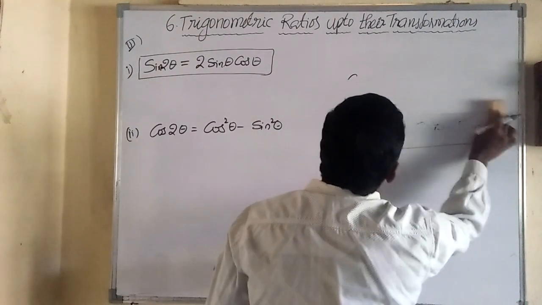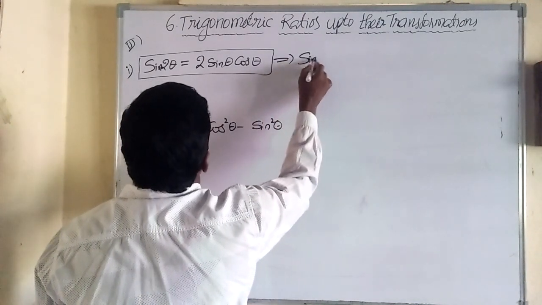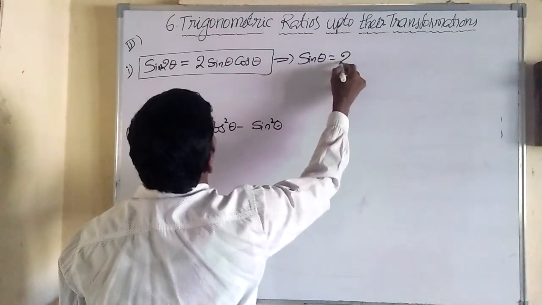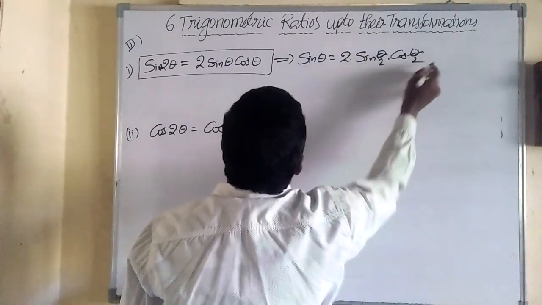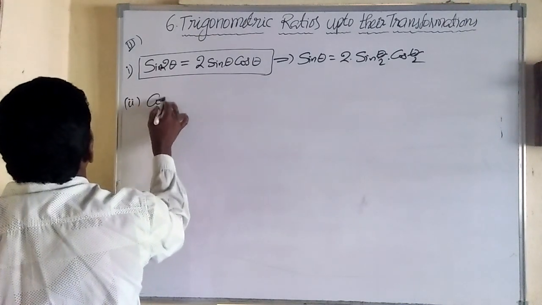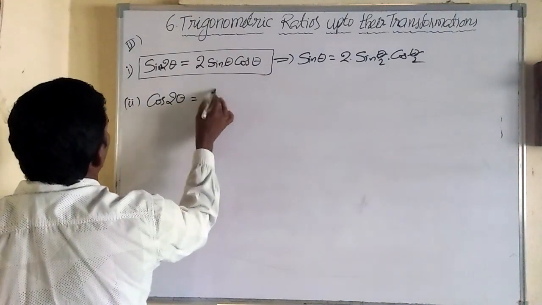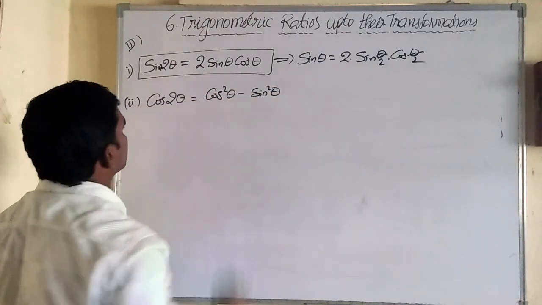Okay. There is no need to write this, that is just rough work. So from using that formula, sin theta we can write as 2 sin theta by 2 into cos theta by 2. Then the second formula, cos 2 theta. What is the cos 2 theta formula? Just now I have derived it: cos square theta minus sin square theta.